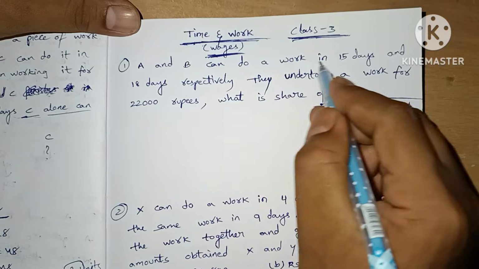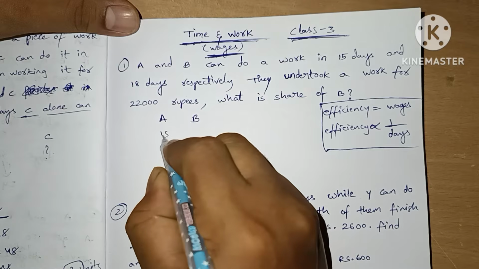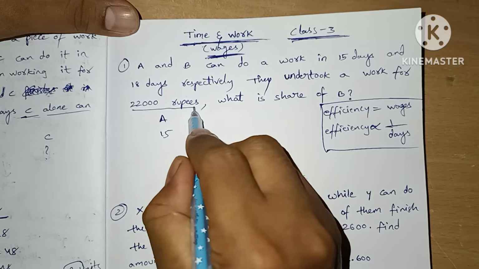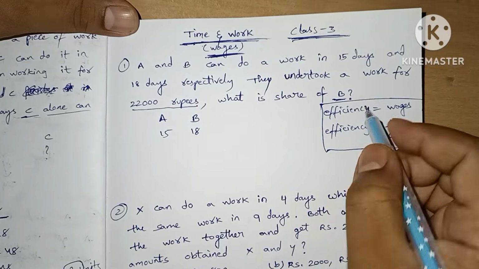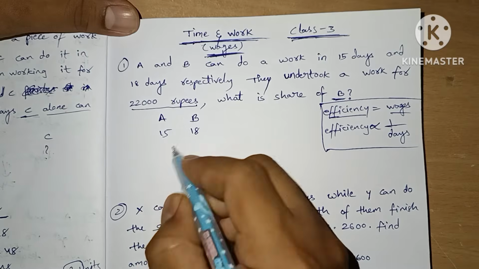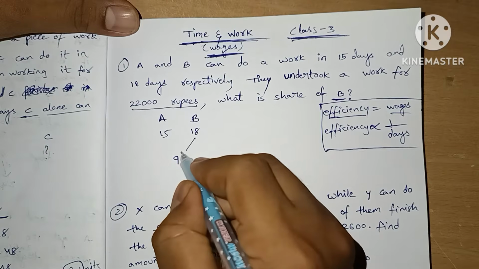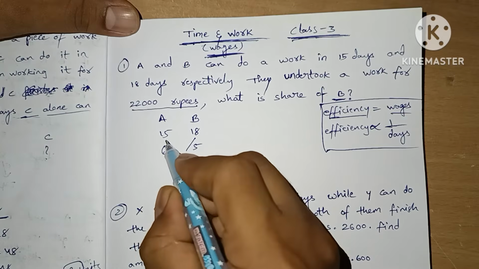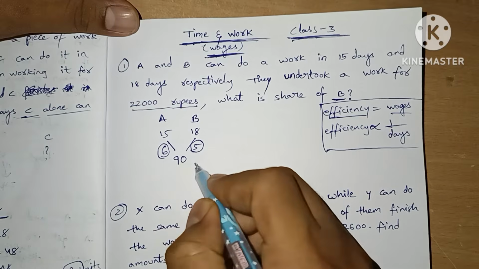A and B can do a work in 15 days and 18 days respectively. They undertook a work for a total amount, and we need to find the share of B. The wages are given according to the efficiency. To find the efficiency, we are going to use the LCM method. LCM of 15 and 18 is 90. 18 times 5 is 90, and 15 times 6 is 90. So the efficiency of A is 6 units and the efficiency of B is 5 units.